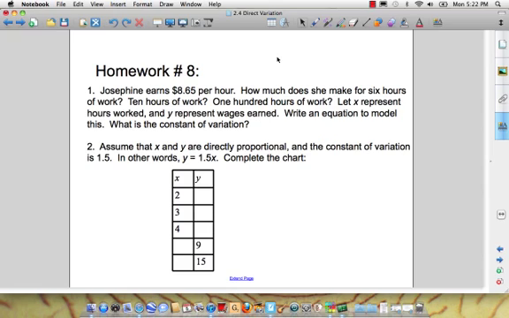And then for number 2, if I tell you that x and y are directly proportional, and I give you the constant of variation 1.5, that should be enough information to fill out this chart. Here's the equation, y equals 1.5x. Generally, we're going to put the y first. Y equals the constant of variation times x. So use that equation, plug these x values in to figure out what y is. And then you might have to think a little on how to find the x value that produces these given y values. But I have confidence that you'll figure it out.